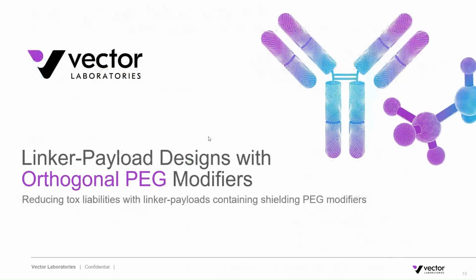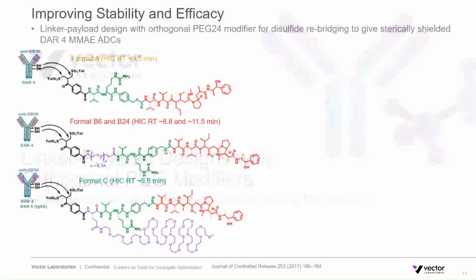So now we'll switch gears and look at some linker payloads that incorporate these orthogonal PEG modifiers. And these put a PEG in an orthogonal shielding position, so they can not only compensate for hydrophobicity, but they can provide shielding and maybe accommodate different functional groups if desired. This is a good example from AstraZeneca showing that stability and efficacy can be improved by designing a linker payload and conjugation strategy to evade an offending systemic enzyme.